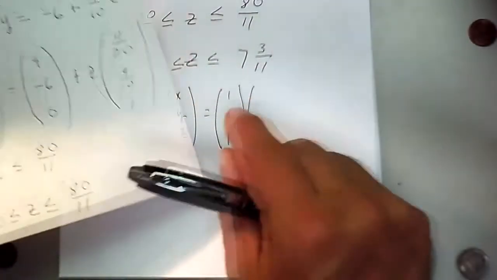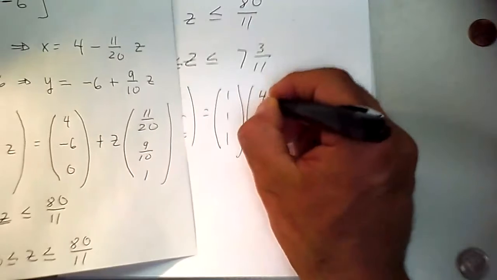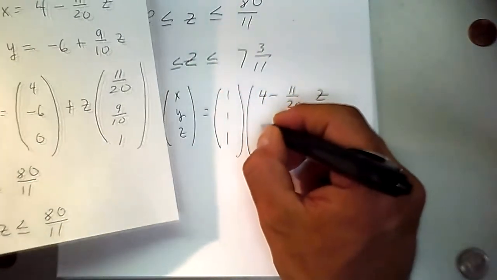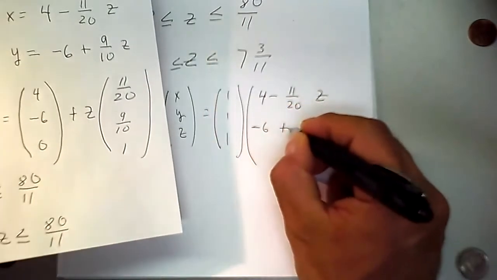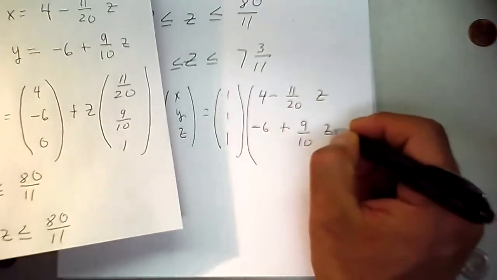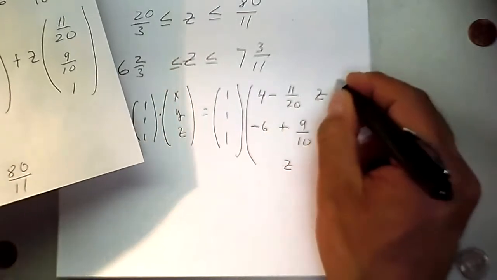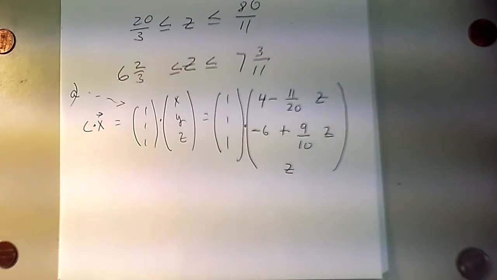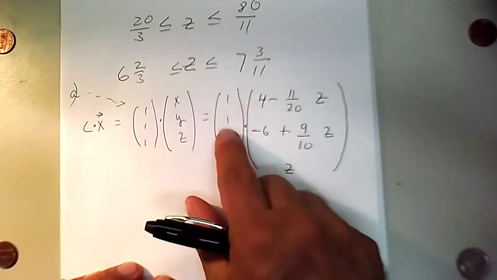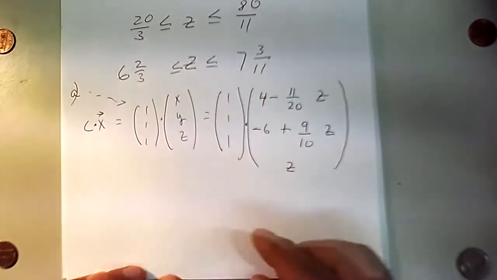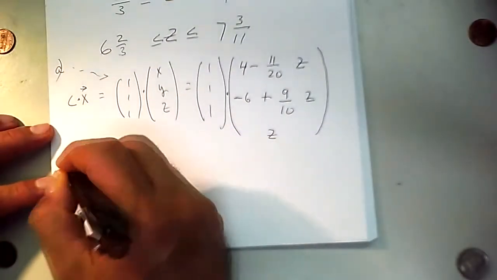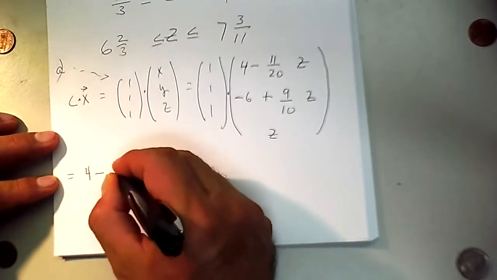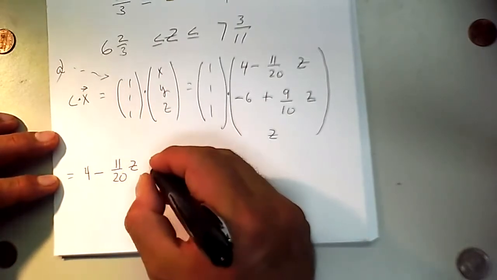we still have it here, 4 minus 11 over 20 Z, negative 6 plus 9 over 10 Z, and then Z itself. And we're doing the dot product between those two vectors. So remember how we do the dot product, multiply this times that, this times that, this times that, add all of those together. So C dot X is 4 minus 11 over 20 Z.